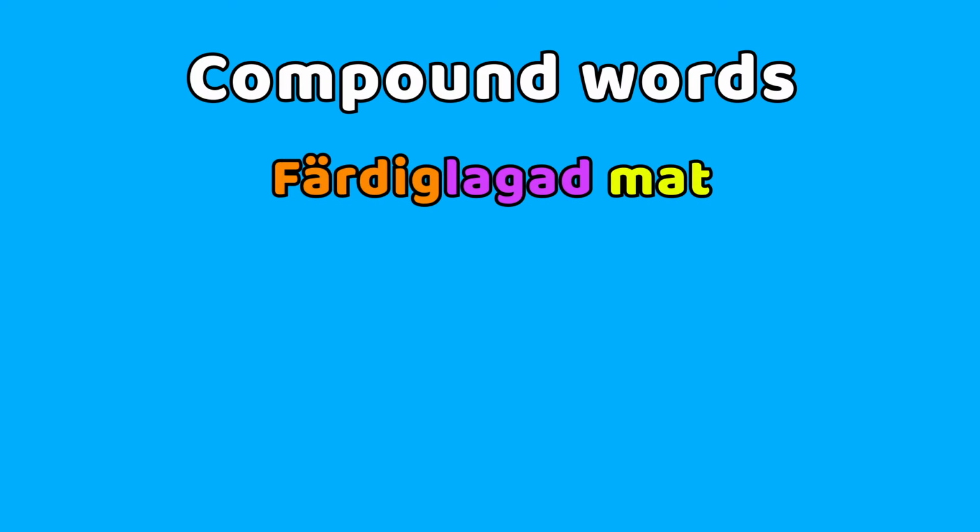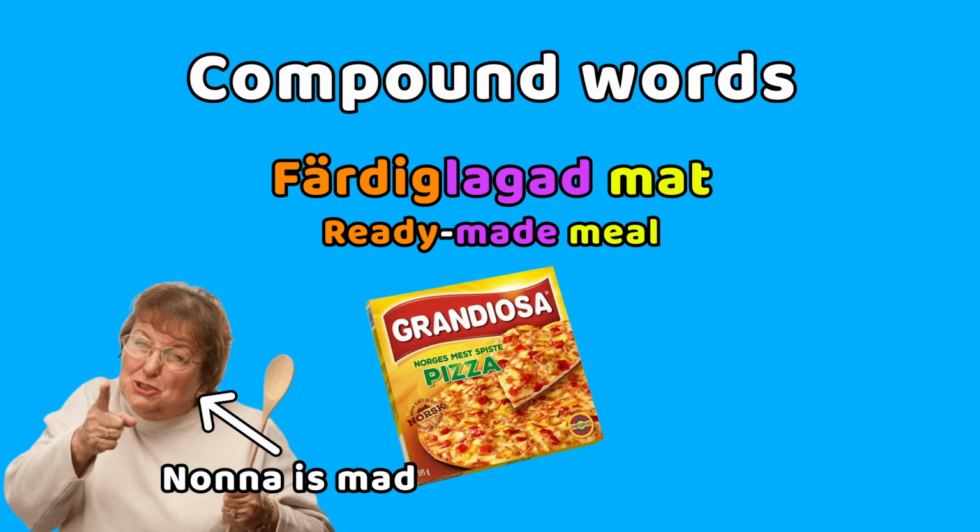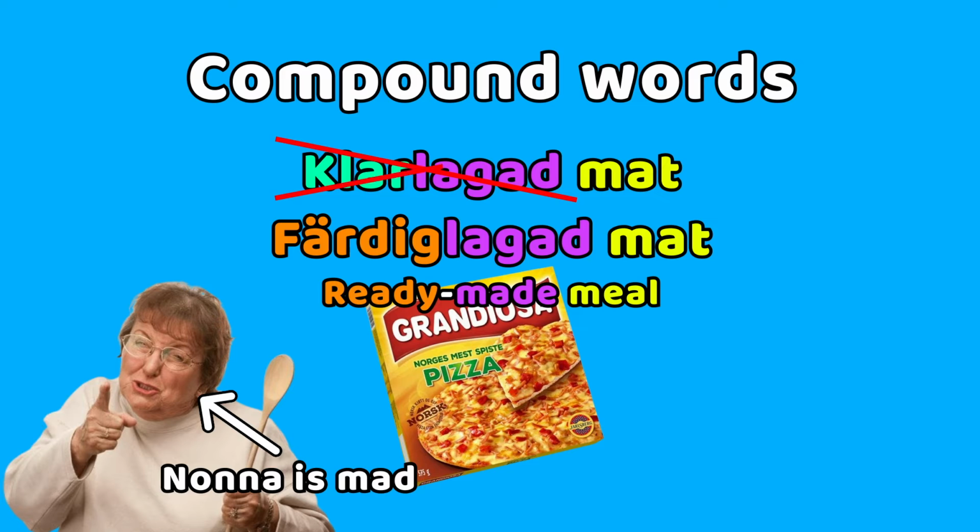So in some situations, like this one, you can use any of them. But there's some situations where you can't replace them. It just doesn't work, like in some fixed expressions or compound words. For example, färdiglagad mat, which can be translated to ready-made meal, like a frozen pizza. But there's no such thing as klarlagad mat. No, that would just sound weird. So here you can't change it to klar. Only färdig works here.